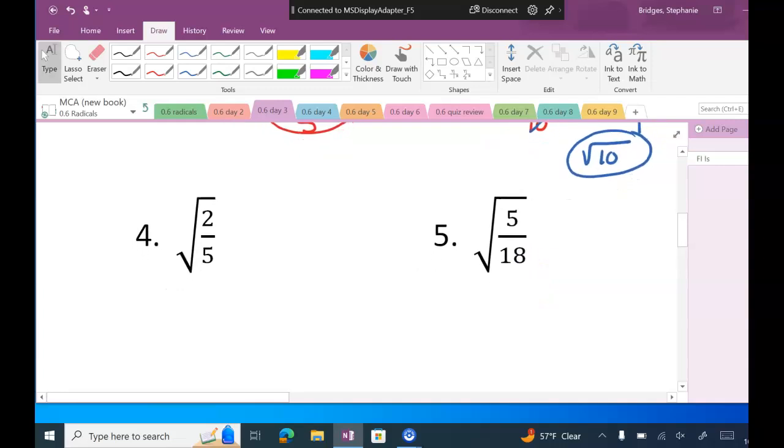All right, I want you to try 4 then. This one is similar with the exception of my denominator is not a perfect square, so I am going to have to rationalize it. I'm going to have to figure out what I multiply by to simplify.